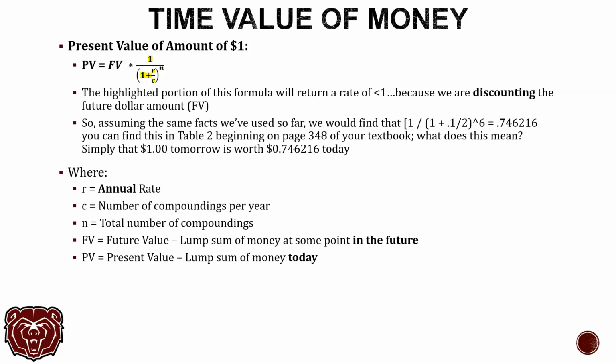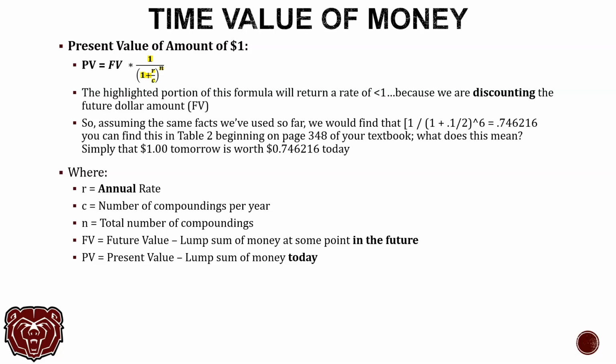But let's assume the same facts that we've been using so far, okay? So the $100,000 investment. If we use the same facts, 10% twice a year for 3 years, 6 total compoundings, we're going to get 0.746216. You can find this information in Table 2 that starts on page 348 of your textbook. Okay, that is your present value of a lump sum.